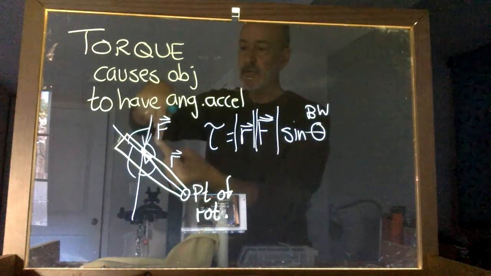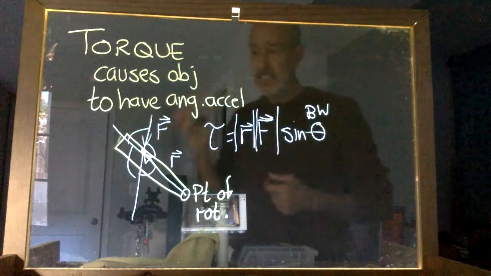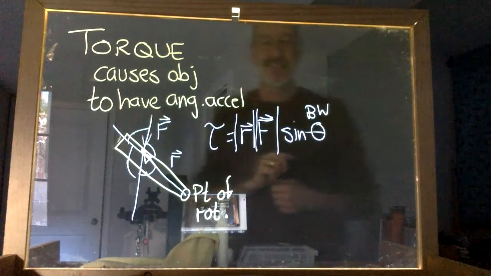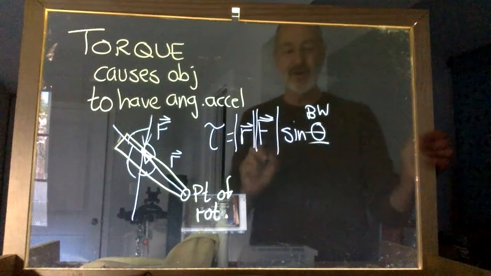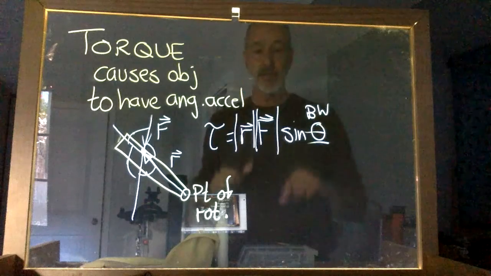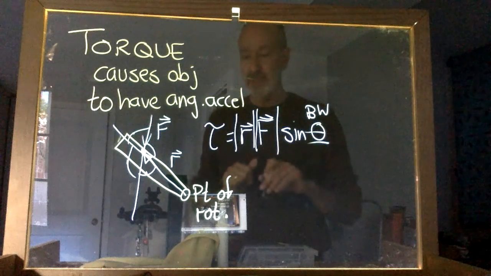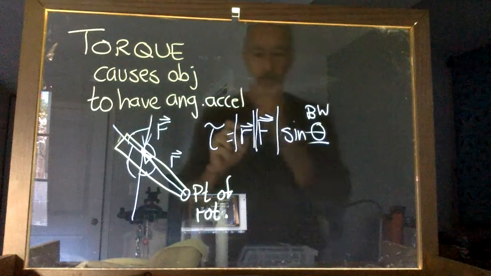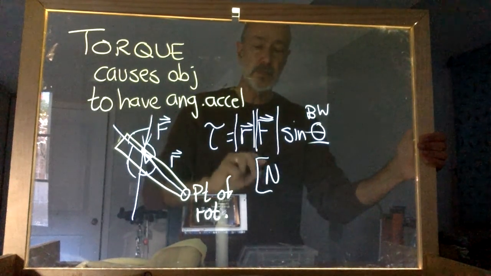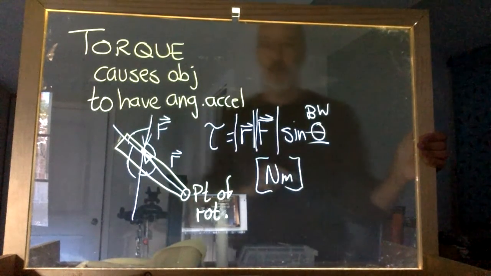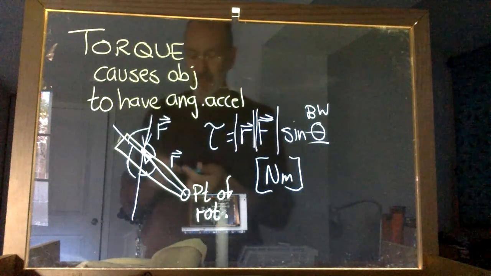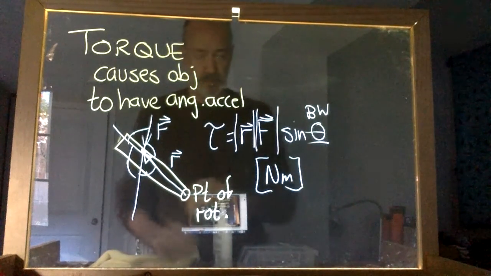So it would be this angle or this angle. Once again, the sine of this angle is the same as the sine of this angle, the same as this angle, and the same as the sine of that angle. So it's really easy to figure out what angle you're talking about if you have those two vectors. Okay, so torque equals R F sine theta. The unit, this is meters, this is newtons. The unit is newton meters.